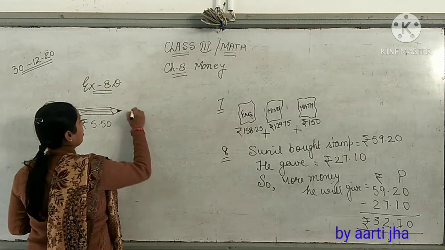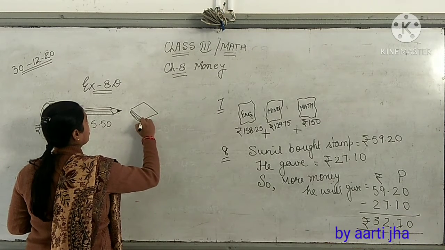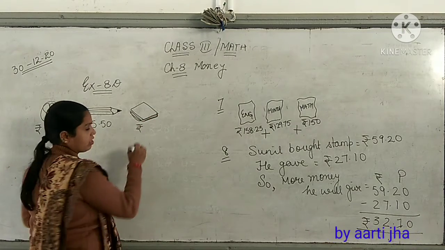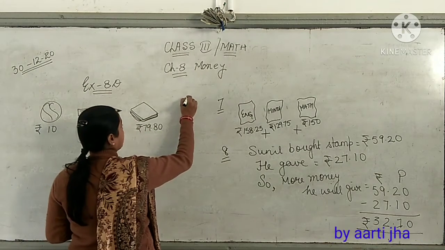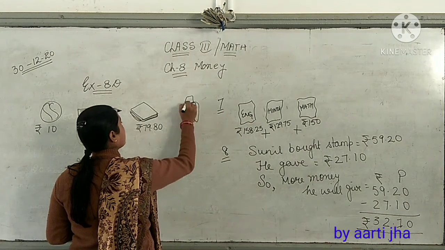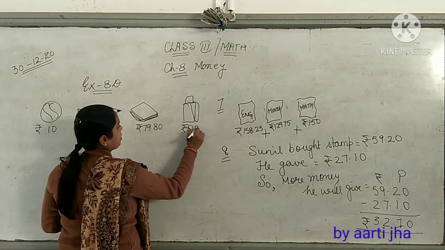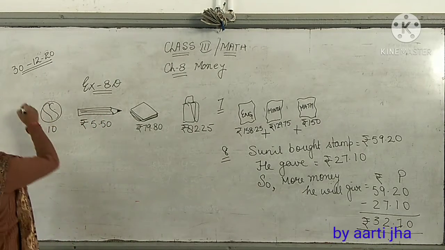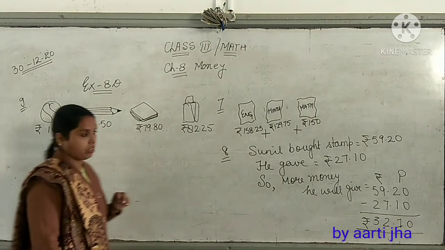Then you have a book. The book is of rupees 79 and 80 paise. And then you have a bottle. The cost of this bottle is 82 rupees 25 paise. The 4 items are given to you in question number 9. Find the total amount spent on a ball.